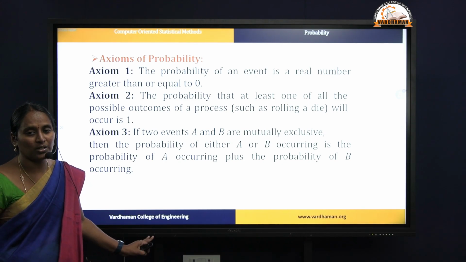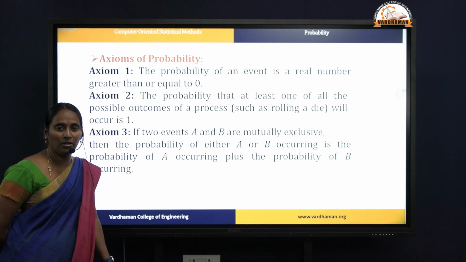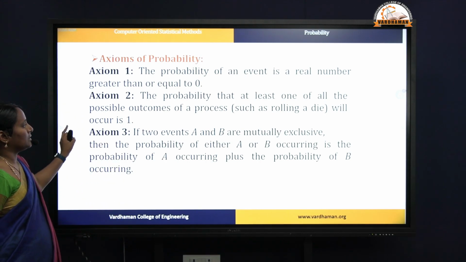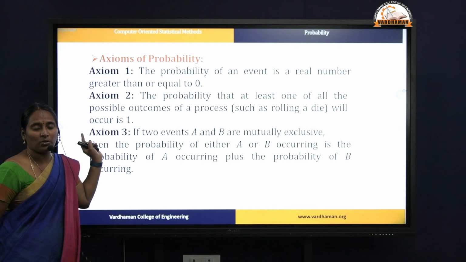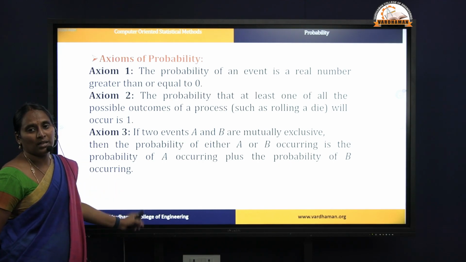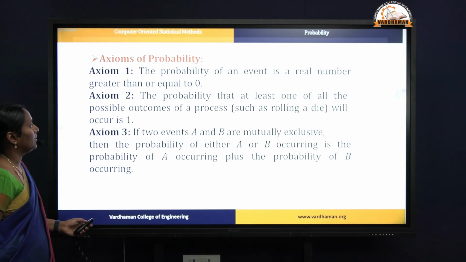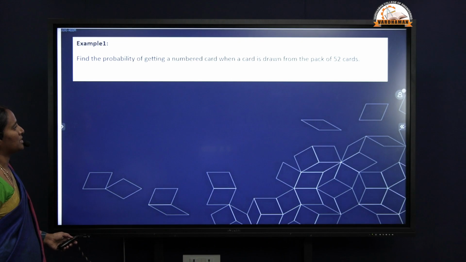So what is the first axiom in notation? P of A is greater than or equal to 0. The second axiom is that the sum of all probabilities is equal to 1. The third axiom is P of A union B is equal to P of A plus P of B. These three are the axioms of probability.